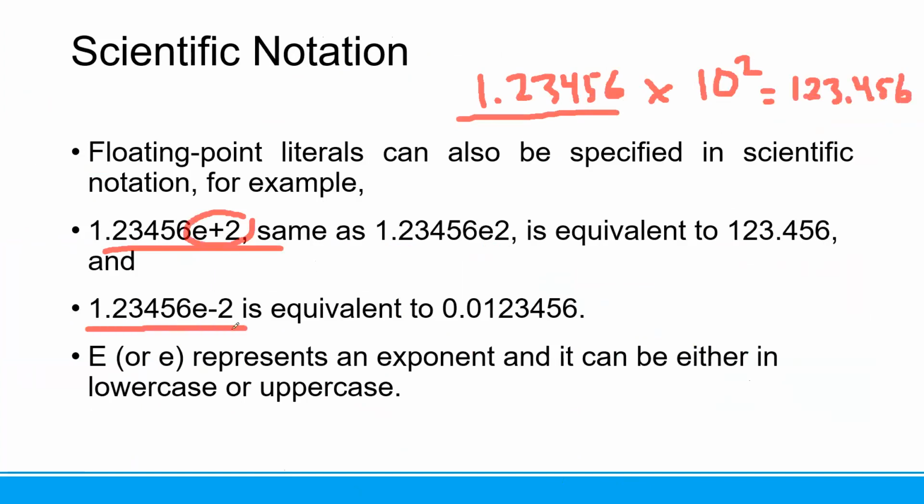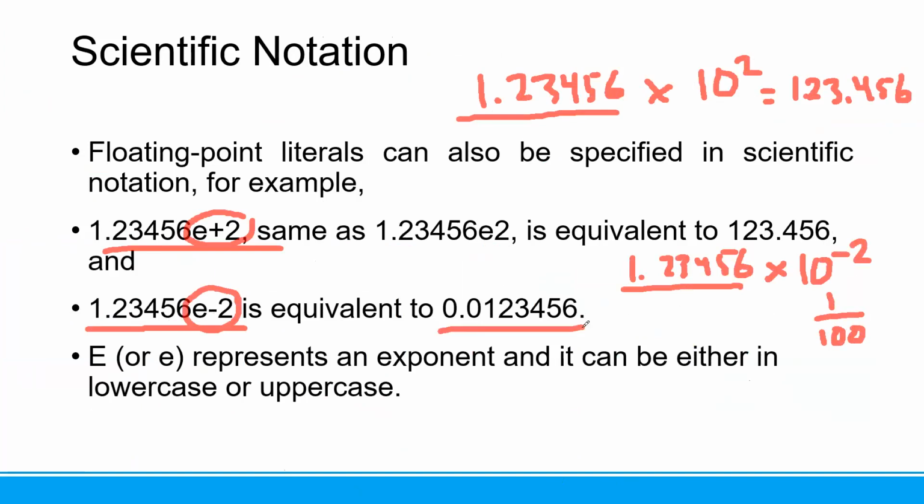What about this? 1.23456 E minus 2. The same idea. It means 1.23456 multiplied by 10 to the power of minus 2. 10 to the power of minus 2 becomes 1 divided by 100. Then this number, if it is multiplied with 1 divided by 100, becomes 0.0123456. Okay. The big E or the small e represents an exponent, and it can be either lowercase or uppercase.